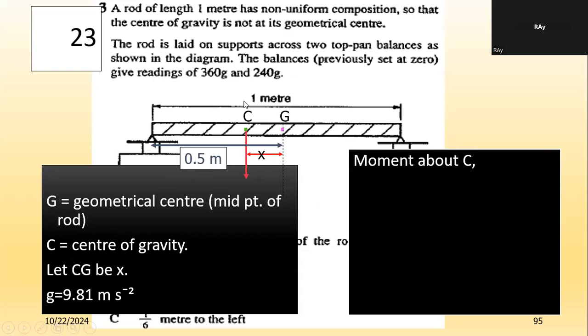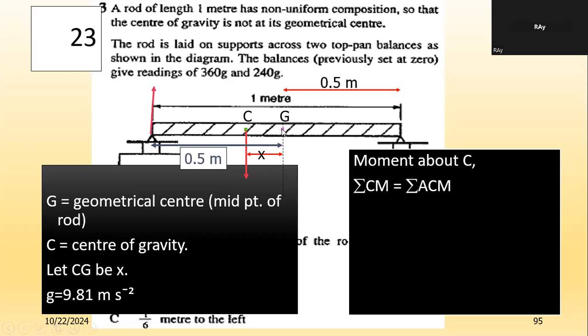Take moment about C, because we don't know the weight given. Now you can calculate it, but it's easier if we take C, because the two of them we know already from the mass given at the support there. So we use sum of clockwise equals sum of anti-clockwise.